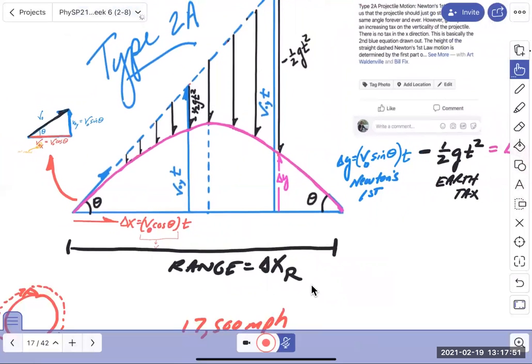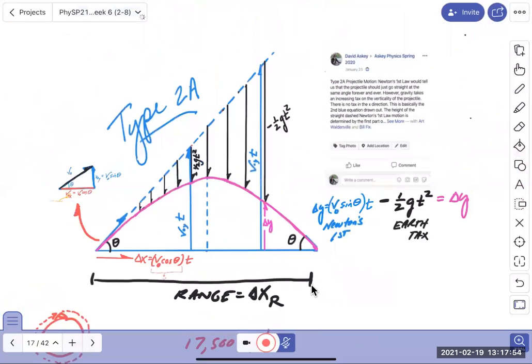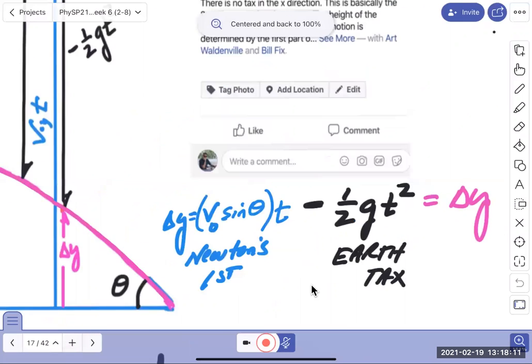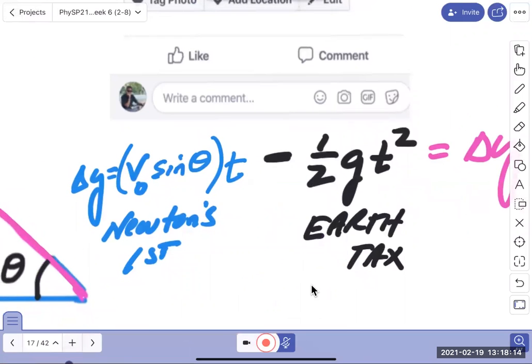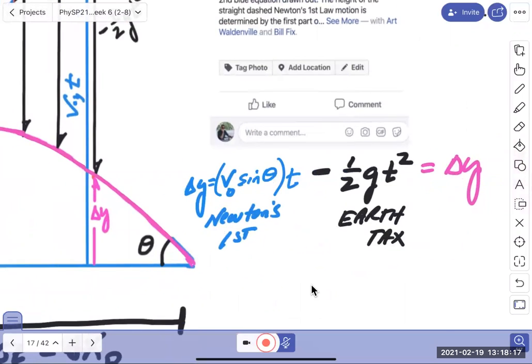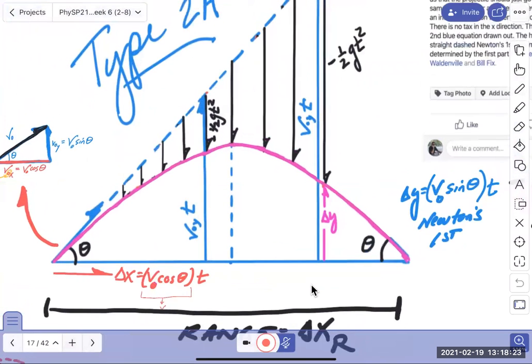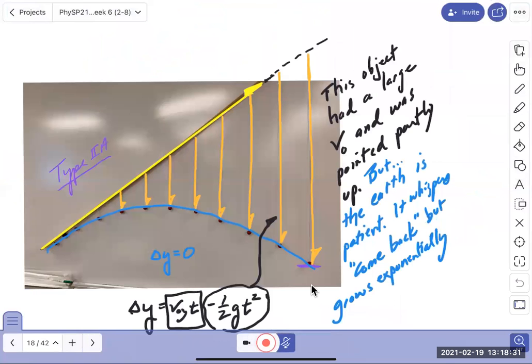The blue part, the part that gives you the height to this dash line, is the Newton's first law, if the object were to keep going that way. The height of that comes from the first part of the second blue equation. That's the Newton's first law part. And the tax then is that second part of the blue equation, and that's what ends up with the purple delta y. If you take the purple delta y all the way through time, you end up with this parabola. So that's the second blue equation in all its glory.